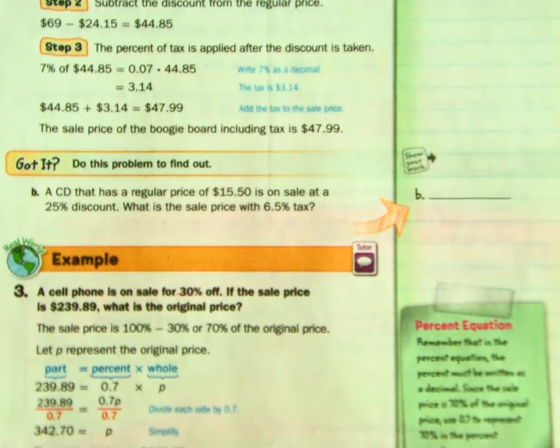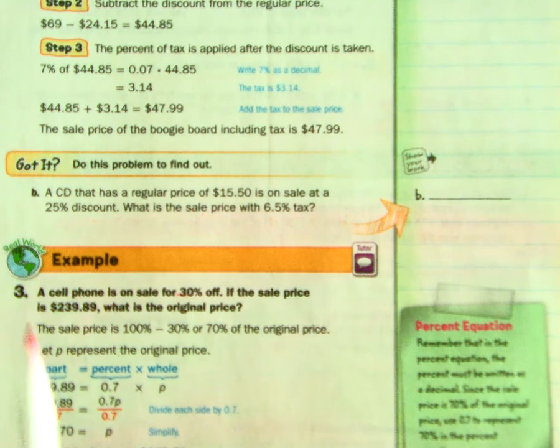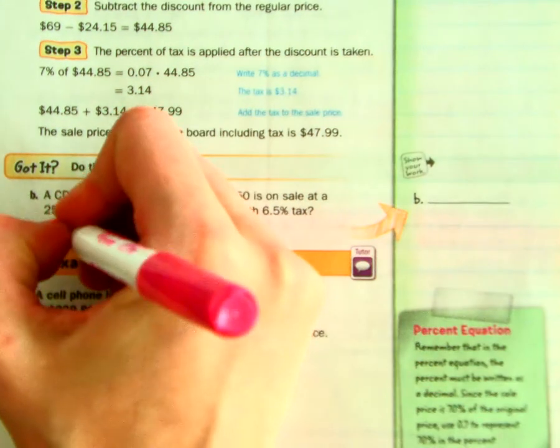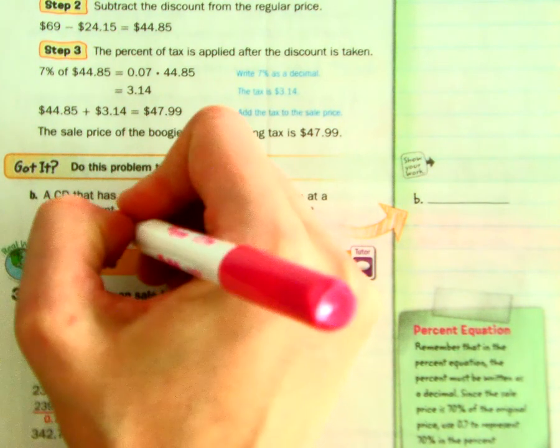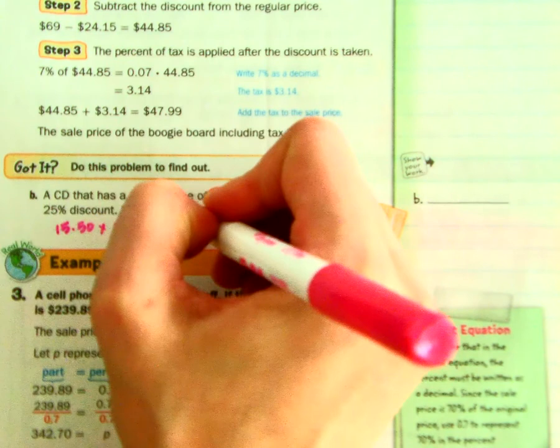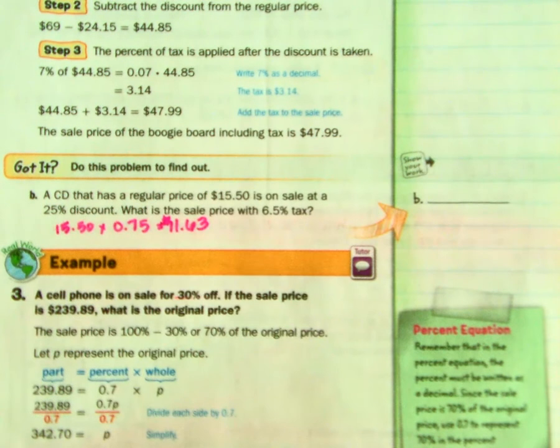Okay? If we look at example B, a CD has a regular price of $15.50, and is on sale at a 25% discount. What is the sale price with 6.5% tax? Okay, so now we have two different steps here. We need to figure out our discount amount, and then how much we are going to pay when we go to checkout, so if we put sales tax on it. So the first thing I'm going to do, I know I have a 25% discount, so I know I'm going to pay 75% of the CD. So I'm going to take $15.50 times 75% as a decimal, and I get $11.63. So that would be the sticker price for my CD.